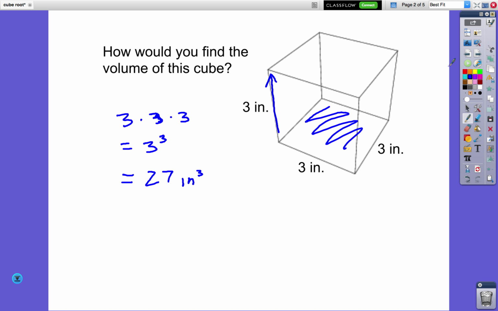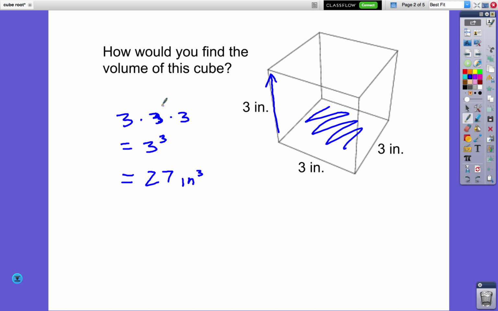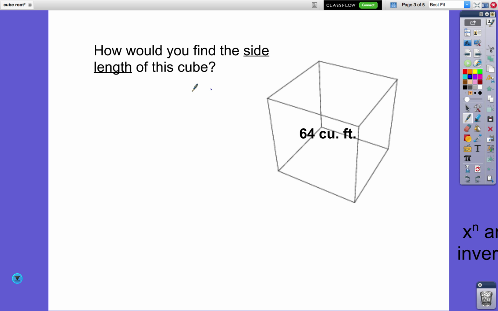So now what we want to discuss is, what if it was a similar problem? What if we had this? How would you find the side length of this cube knowing that the volume inside is 64 cubic feet? Well, we just want to take the opposite of what we were doing here. In other words, what times what times what would be 64.